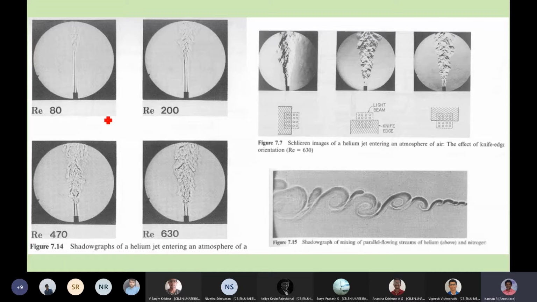These images, if you look at them, we are going to capture with a Shadowgraph. A helium jet is going to enter into the atmosphere. We use a Shadowgraph. You know what you mean by Shadowgraph.